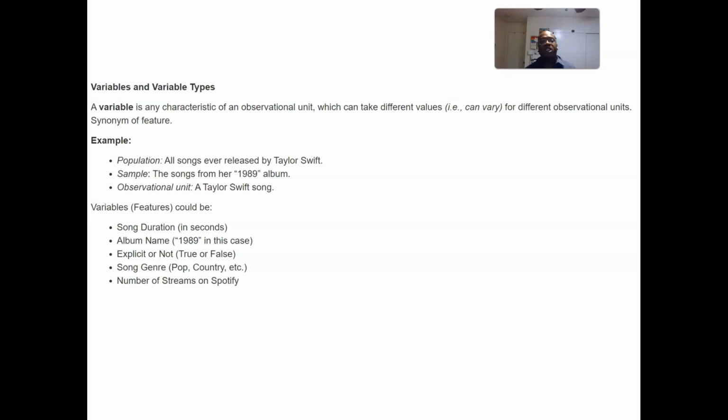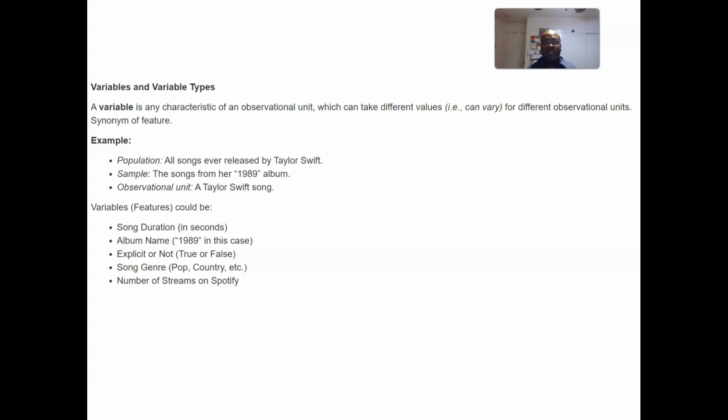Let's say we're interested in all Taylor Swift songs. Let's say the API call that we are calling only allows us to get only one album, the 1989 album. I've never listened to it. Whatever, sorry. And then we have the observational unit, which is going to be a Taylor Swift song. What we would have called features before, let's change the name a little bit and call them variables, such as song duration, album name, explicit or not, song genre, pop, country, and so forth, and the number of streams on Spotify.